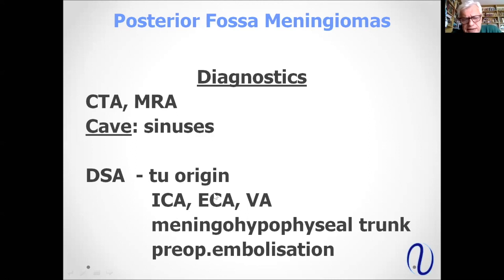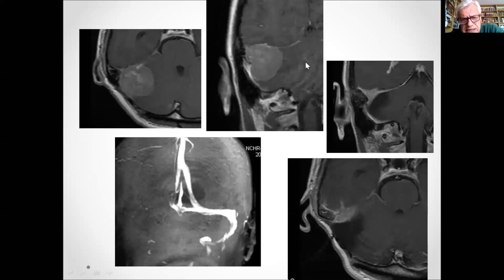CTA, MRA, it's about the sinuses in meningioma surgery. DSA, it's about the origin and about possible embolization, but mostly you want to evaluate sinuses. Check this typical tumor in the junction of transverse and sigmoid sinus. It's occluded, so you would guess easy, complete surgery. Not true, because there was the vein of Labbé coming from the front and entering the junction of the sinuses. So we had to leave a piece behind, despite the fact that I believed that the resection would be complete.